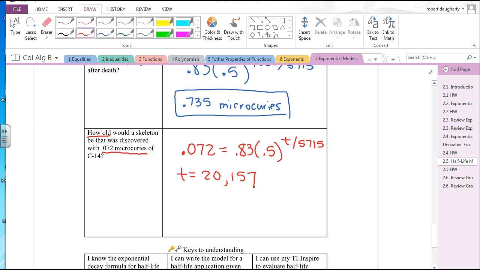Yeah, this skeleton is how old? So this skeleton is 20,157 years old. Okay?